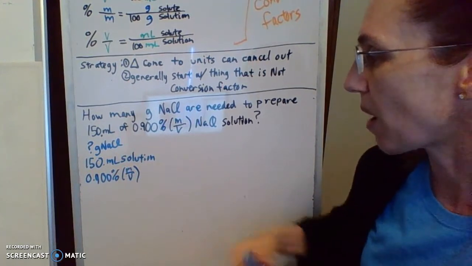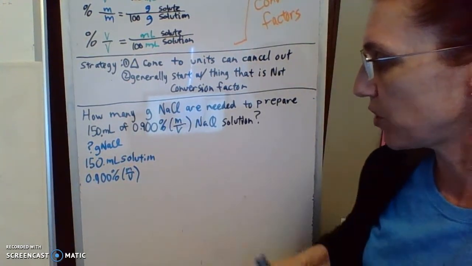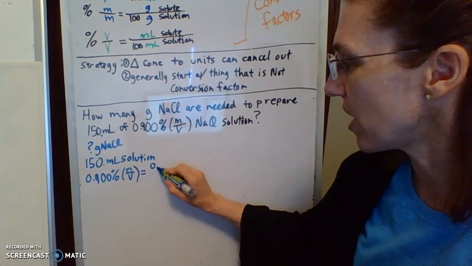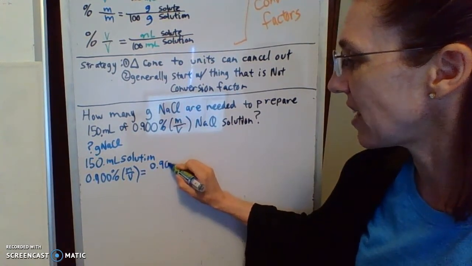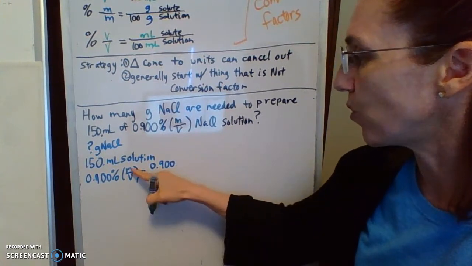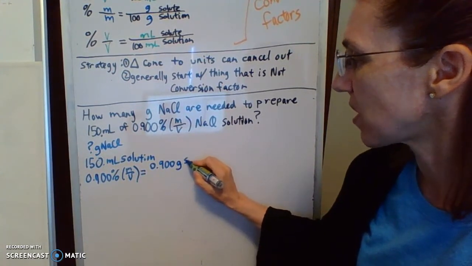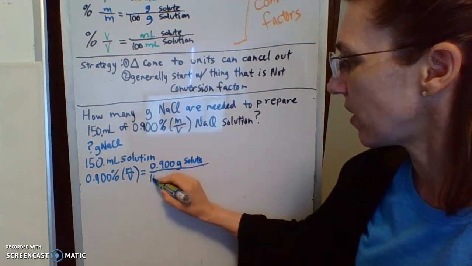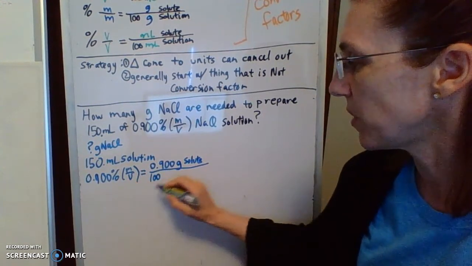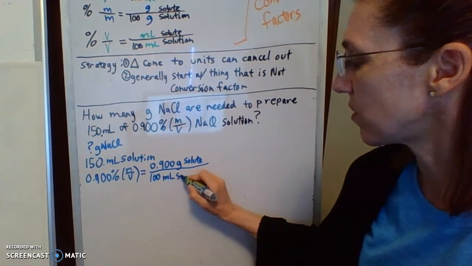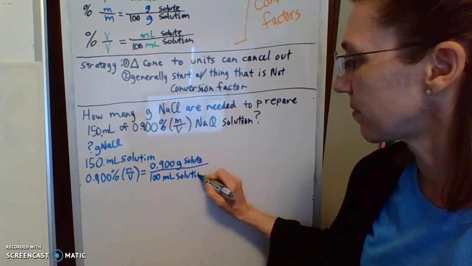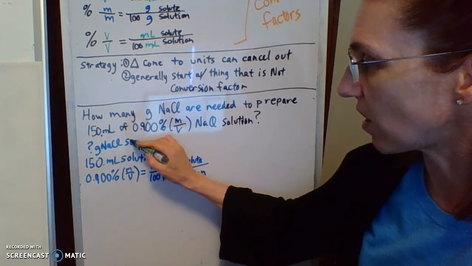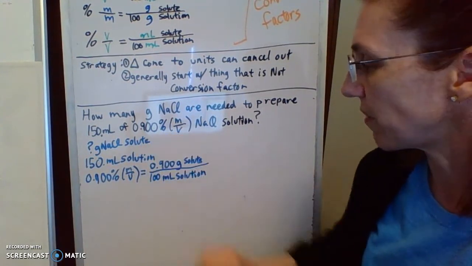Now I can start the problem. Remember, the first thing I'm going to do is change that to a form that I can actually use. This is 0.900 grams of solute over 100 milliliters of solution. And our sodium chloride is our solute. So that's what we're looking for.